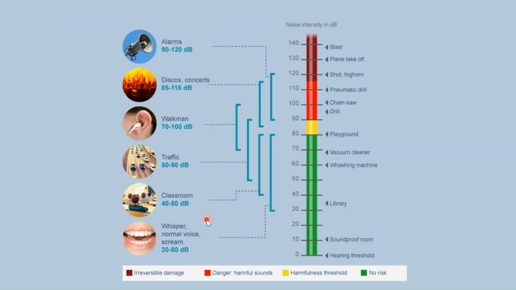So here we have some of the sound sources and the sound level in decibel. This is the whisper, normal voice and the scream. It varies from 30 to 80 decibel. In a classroom, depending upon whether the teacher is there or not, whether it is lunch time or some other discussion is going on, it can be 40 to 80 decibel. So here we have this range. In traffic again it can vary from 50 to 90 decibel.